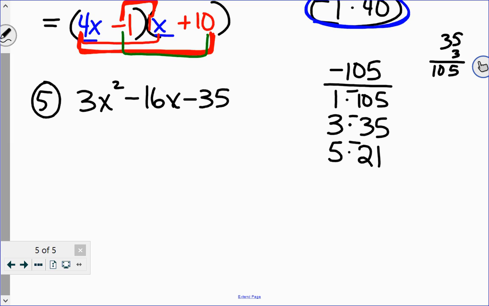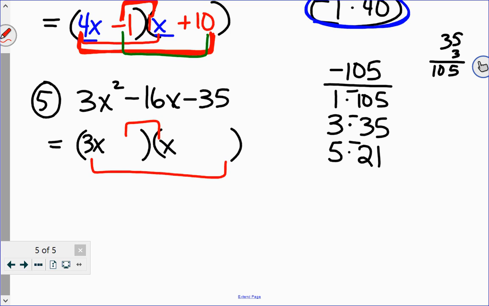So I go down here, and I'm just going to immediately fill in my two binomials. So first is 3x squared. Well, this time there's only one option. 3x times x. That's the only way I'm going to get 3x squared. And then I want my outside product and my inside product to be those two numbers that I found. Well, 3 does not divide into 5, so this outside product must be to make the negative 21. So 3 times negative 7 gives me negative 21.